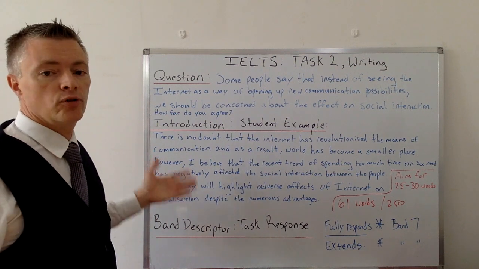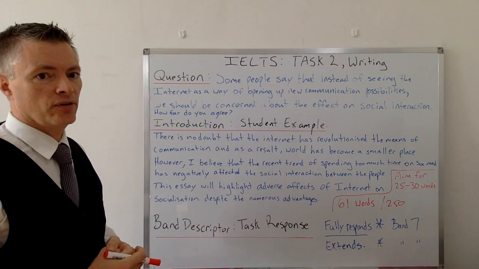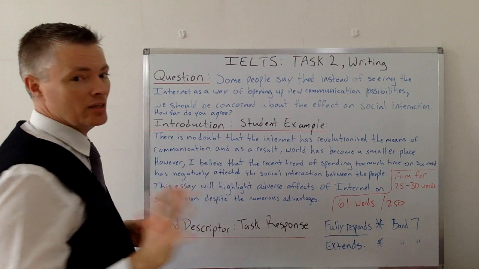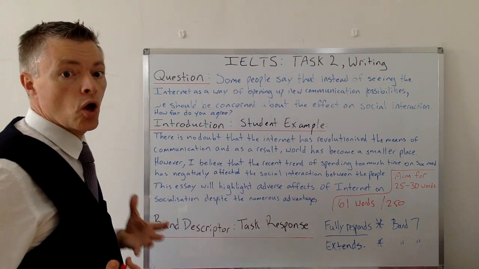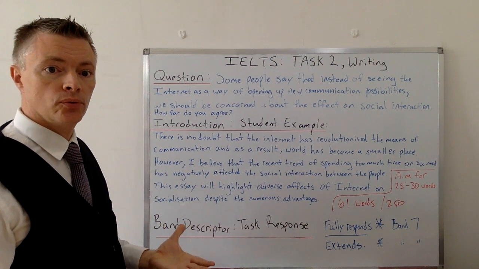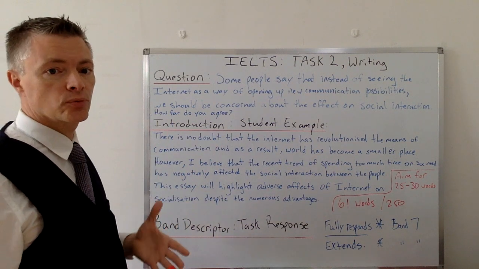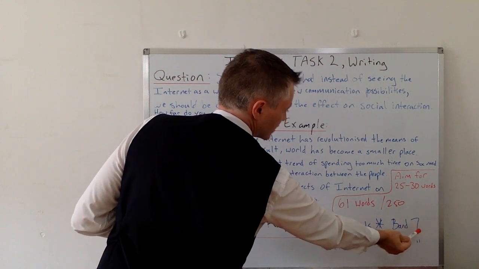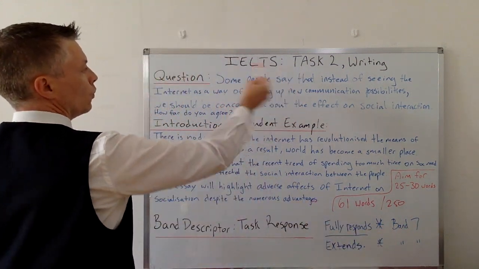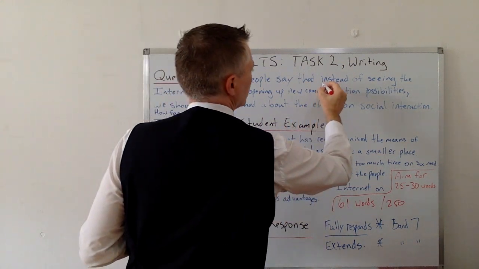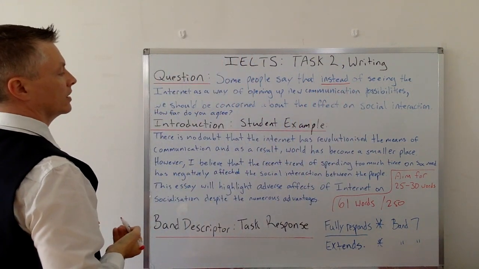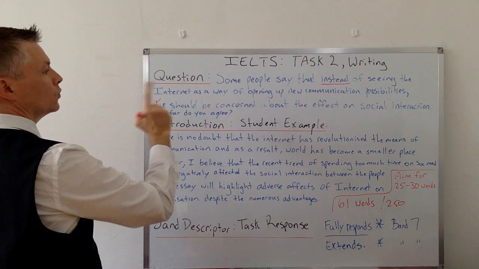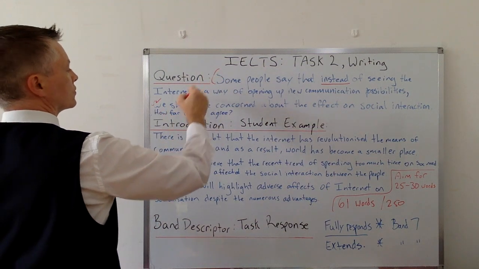So we're looking at fully responds, and this does not fully respond. Why? So we need to go to the question and look for our key words, and we ask ourselves, what do we have to respond to? What here do we have to respond to? So remember, this is the band descriptor. Fully responds equals band 7. So respond to what in here? We need to respond to this, and we need to respond to this. Okay, let's put a check. We don't need to respond to this.